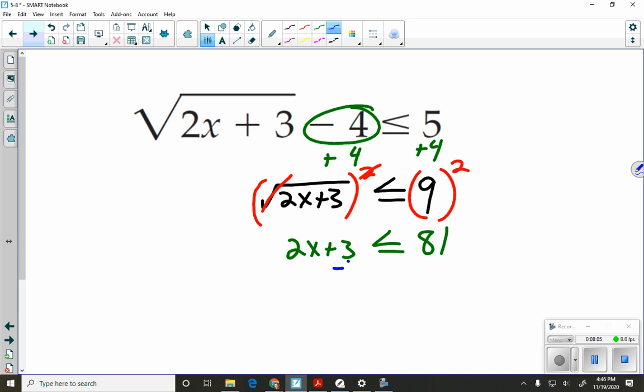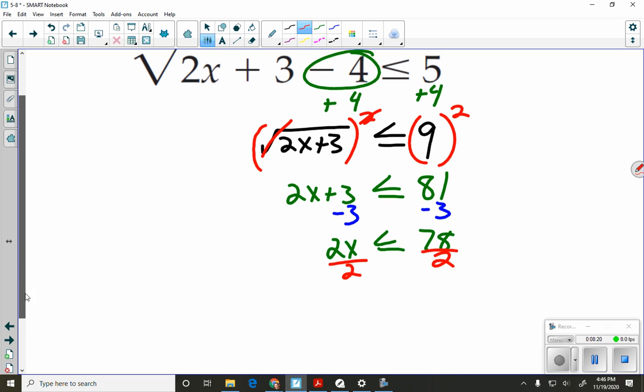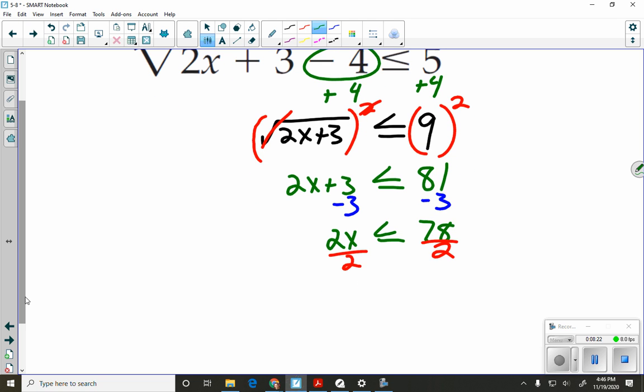Now let's minus 3 and solve it like normal. Minus 3. We're at 2x is less than or equal to 78. And then divide by 2, divide by 2. And just like all the dividing rules, I'm not dividing by a negative, so the sign does not have to flip or anything. X is going to be less than or equal to, what are we at, 39? There you go. Whew, had to think about that for a minute.